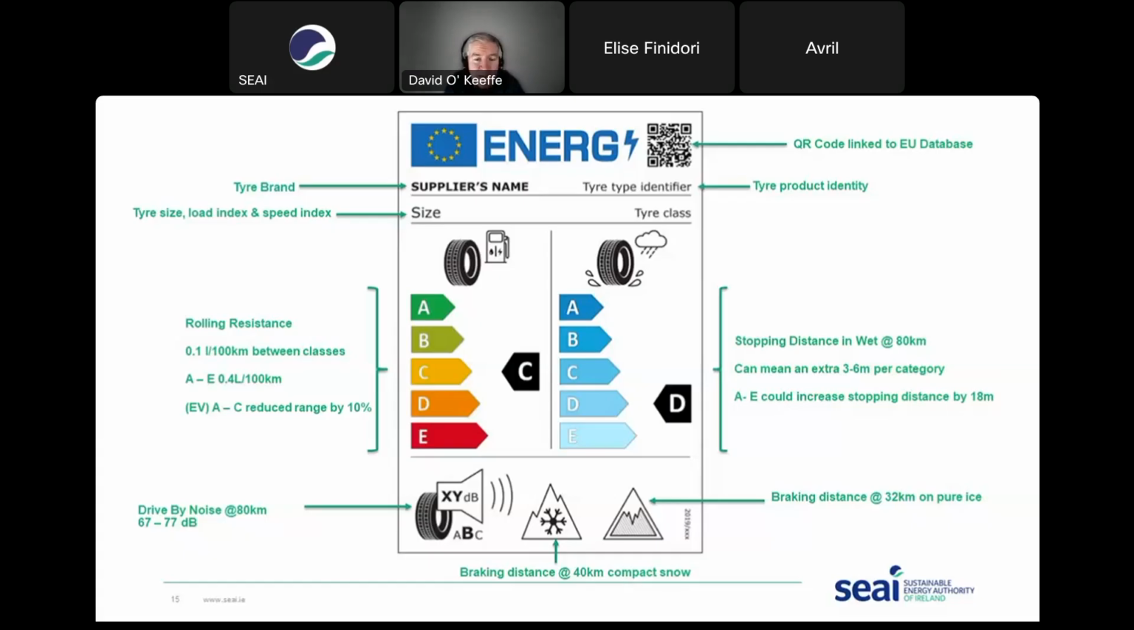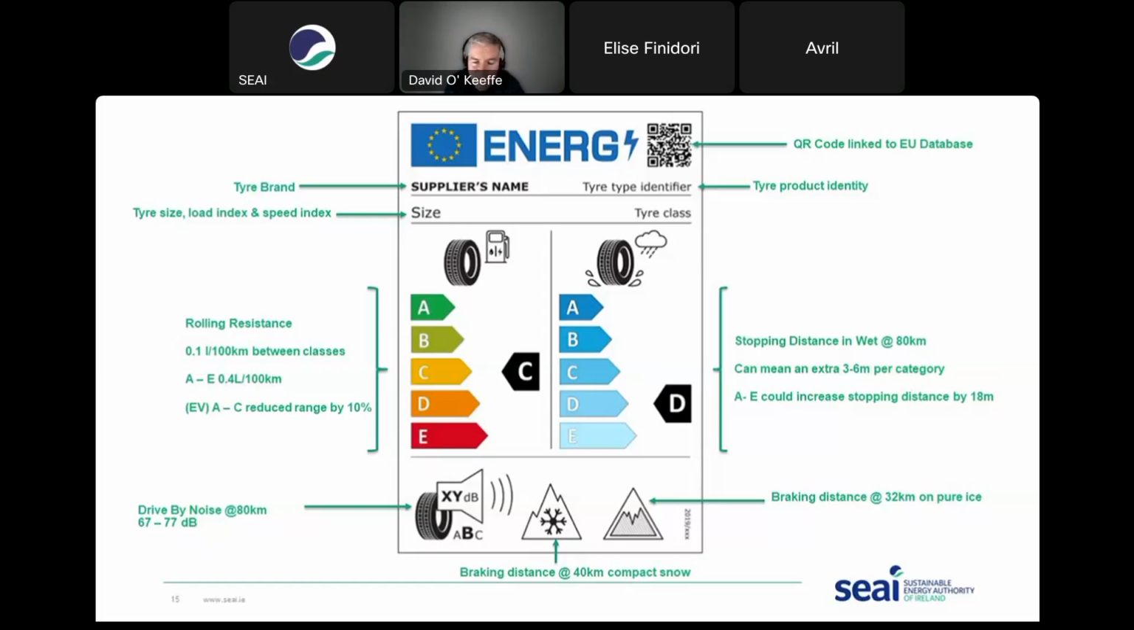Now, on a safety aspect, there's also important information where we look at the wet grip on the right hand side. Again, it's the A to E scale, and generally speaking, each drop in category represents 3 to 6 meters of extra stopping distance in the wet. So again, if I take the best case, which is the A, and the worst case, which is the E, that could be about 18 meters of extra stopping distance. So we would all want the best performing tire on our vehicle if we ever needed them in an emergency braking situation.